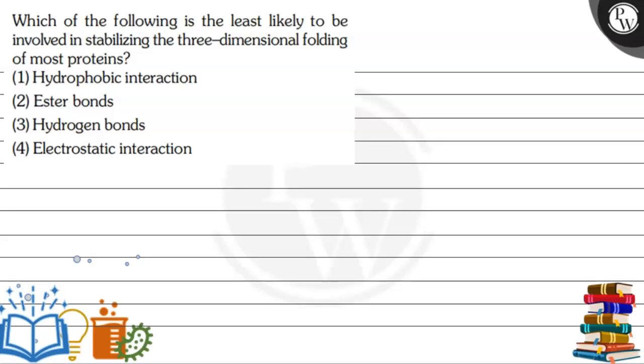So the question says, which of the following is the least likely to be involved in stabilizing the three-dimensional folding of most proteins? So we have to identify the type of bond which has the least chances of being present in the three-dimensional or the tertiary structure of the protein. So the key concept over here is to understand the 3D structure of proteins.